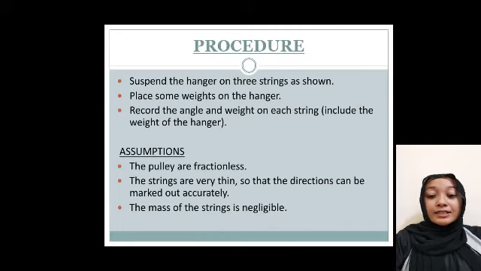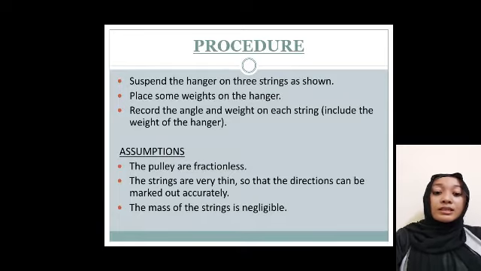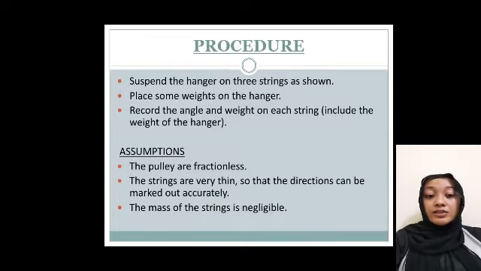Procedure. The first step is to suspend the hanger on the string as shown. Second step is to place some weight on the hanger. The last step is to record the angle and weight on each string, including the weight of the hanger. Assumptions. First, the pulley is frictionless. Second, the strings are very thin so that the directions can be marked out accurately. Third, the mass of the string is negligible.